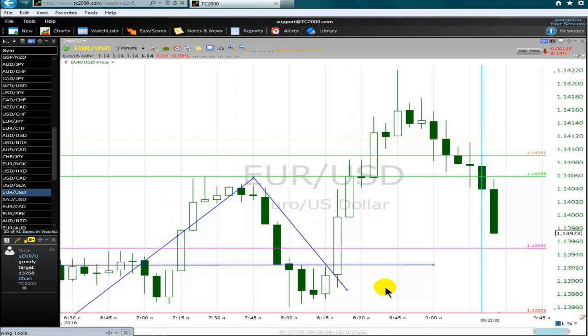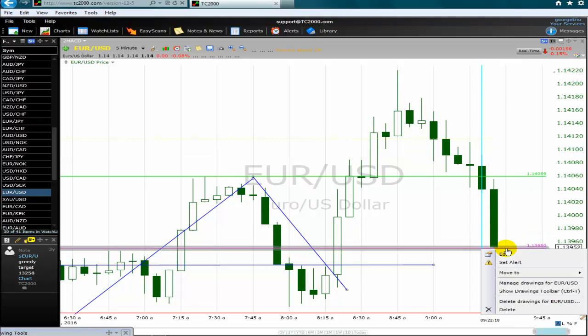This is what's happening now. I'm on the 5-minute time frame. It's coming out now. This second trade has been kaput. I'm removing that line now. That was a losing trade right there.